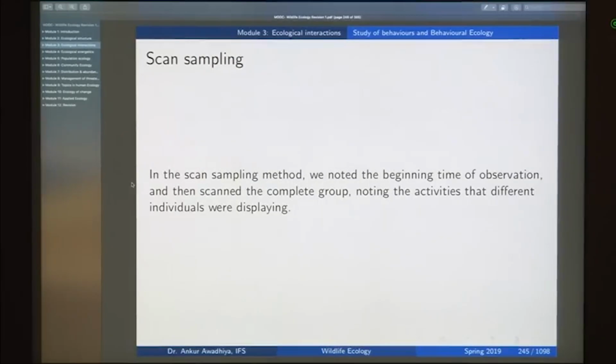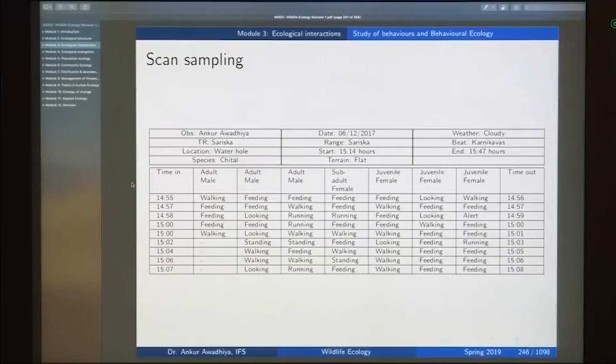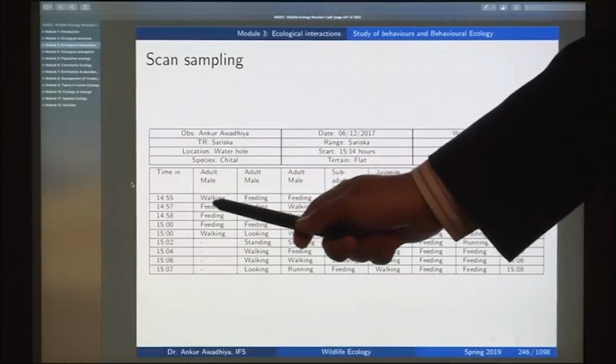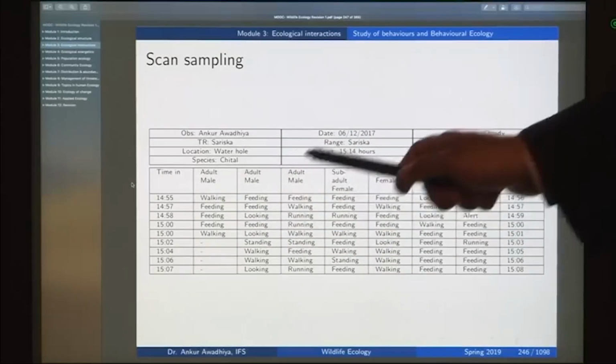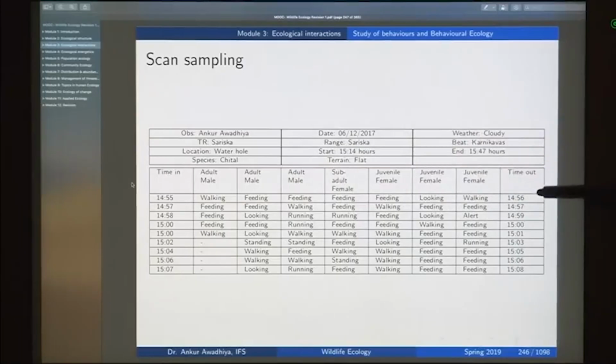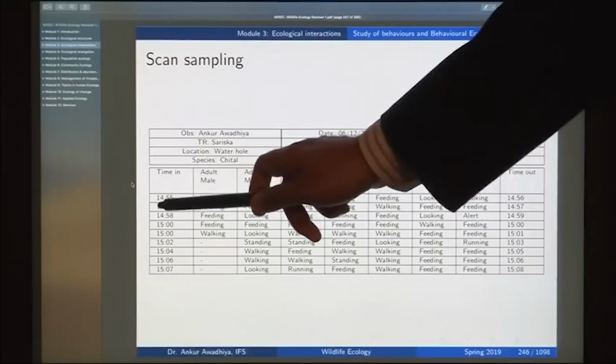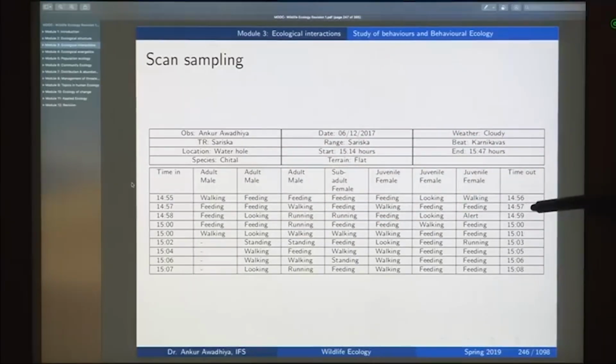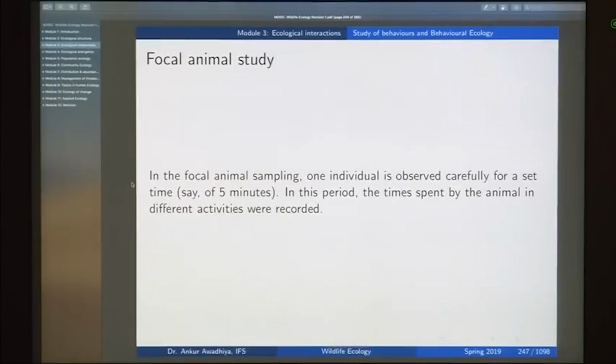Then we looked at two methods, which is scan sampling and focal animal study. In the case of scan sampling, you move from one organism to the next within a particular time period. So, here you start at 1455, look at what the first one is doing, what the second is doing, what the third is doing, fourth, fifth, sixth, and then you started at 1455, you end at 1456. Next you start at 1457, do it again, reach this point, next you do it again. So, in this case you are looking at one animal at a time and you are looking at the whole group. In the case of focal animal study, you look at only one individual.